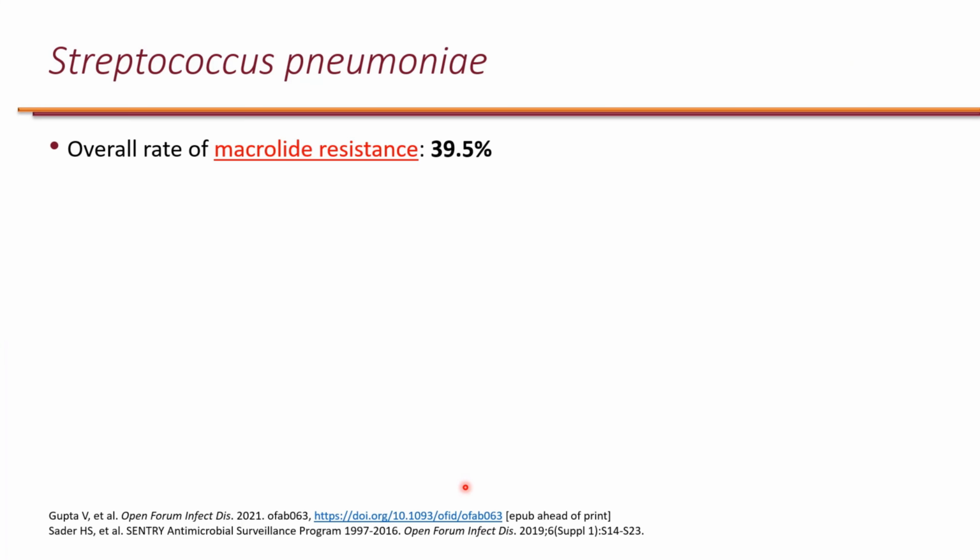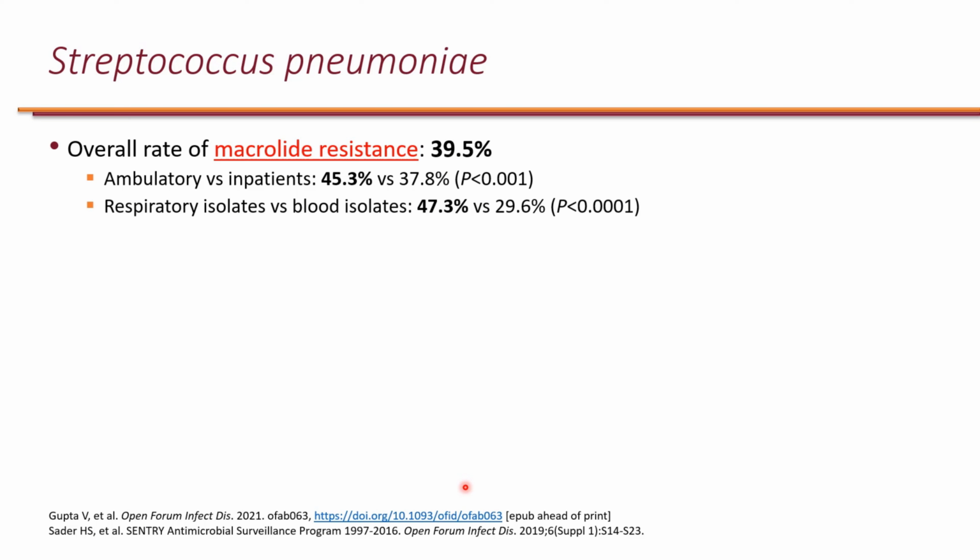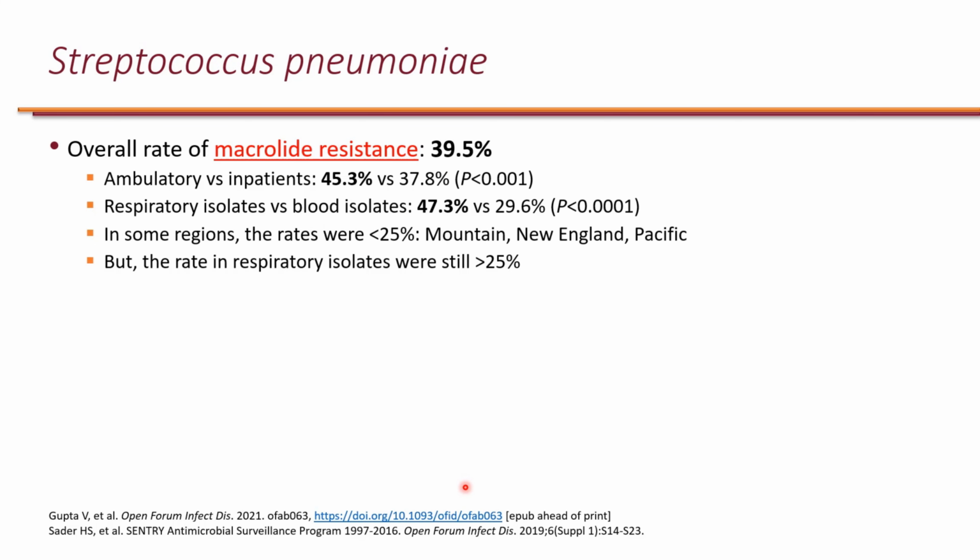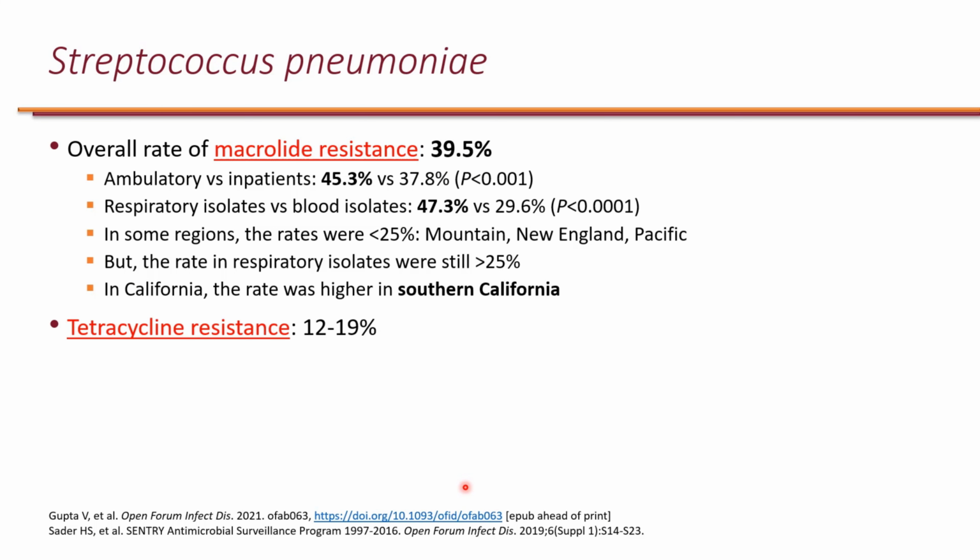Now, let's take a look at the rate of resistance in Streptococcus pneumoniae. The overall rate of macrolide resistance is almost 40%, and the rate is actually higher in the ambulatory care compared to the inpatient setting. The rate is also significantly higher in respiratory isolates compared to blood isolates. And in some regions, the rates were less than 25%, but even in those regions, the rate in respiratory isolates specifically were still higher than 25%. In California, the rate is higher in Southern California compared to Northern California.